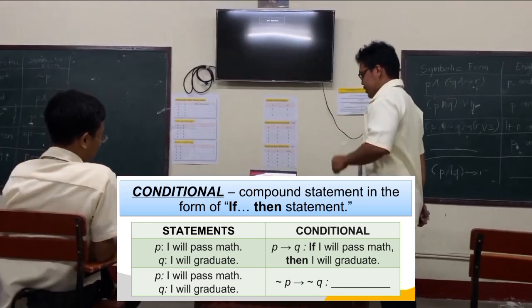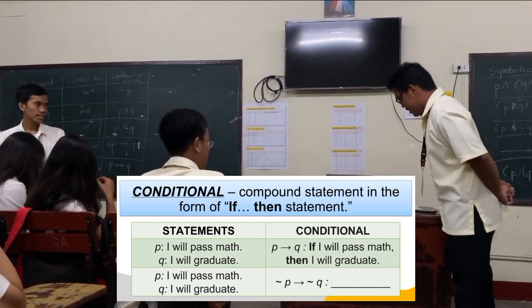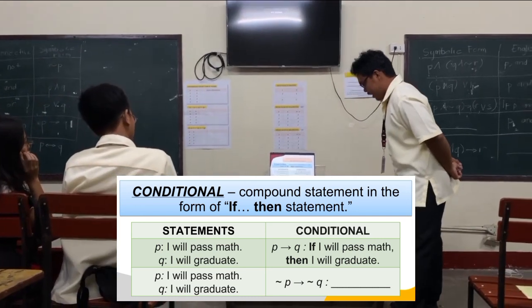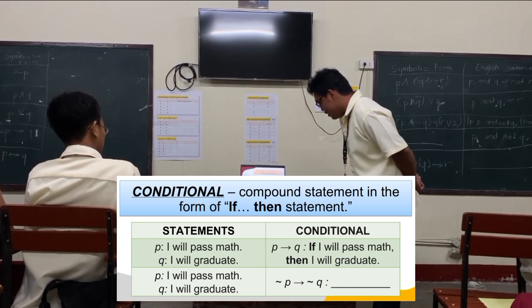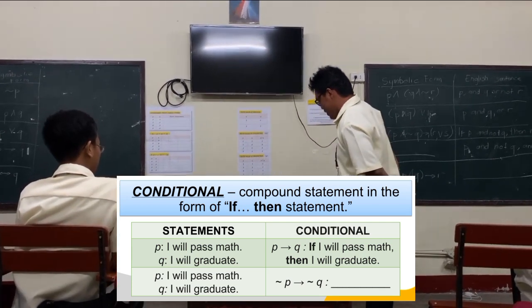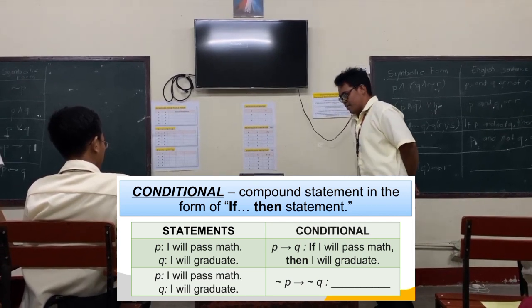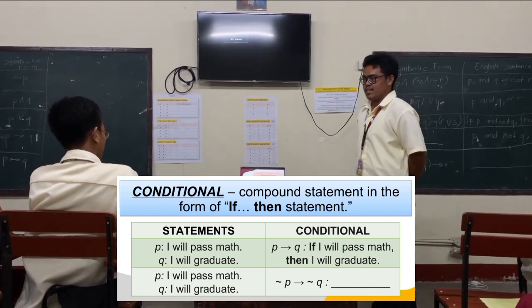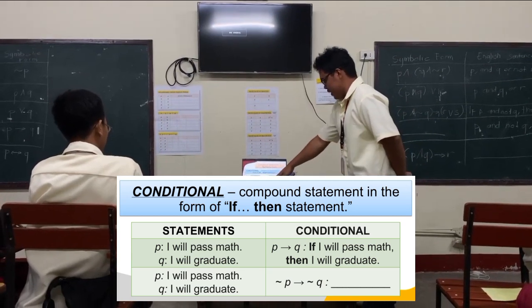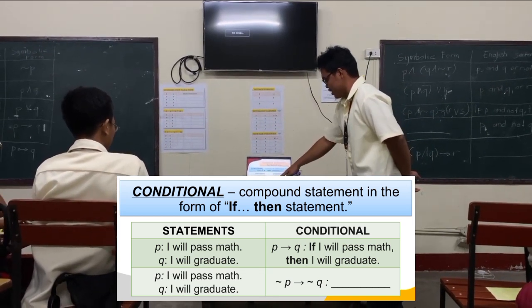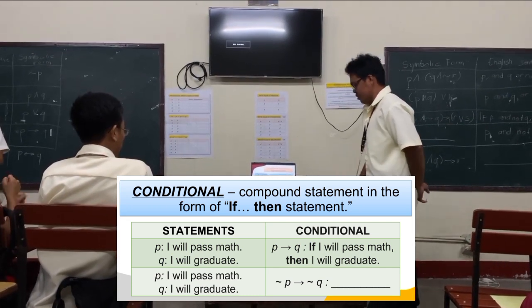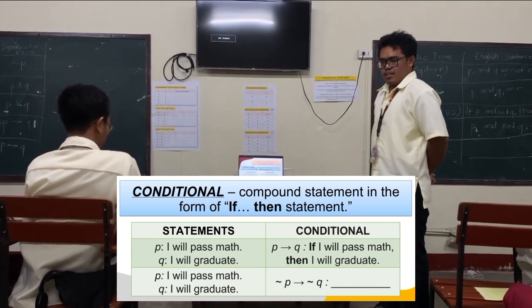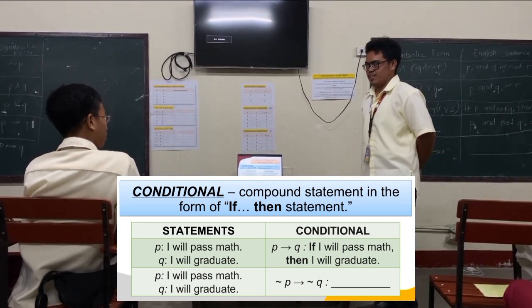Kaya kung may word na not, dahil may negation po sa conditional statement ko. For example: I will not pass math. If I will not pass, then I will not graduate. So it becomes not P or not Q. Yun lang.